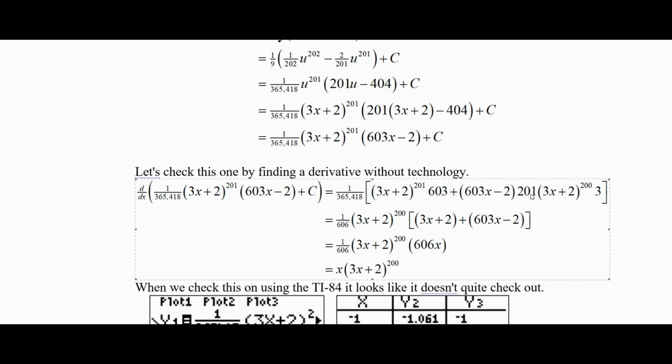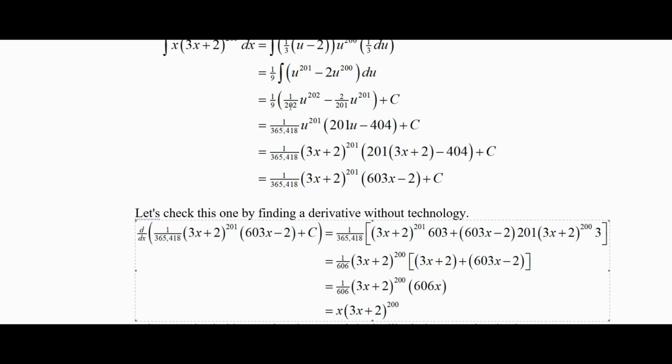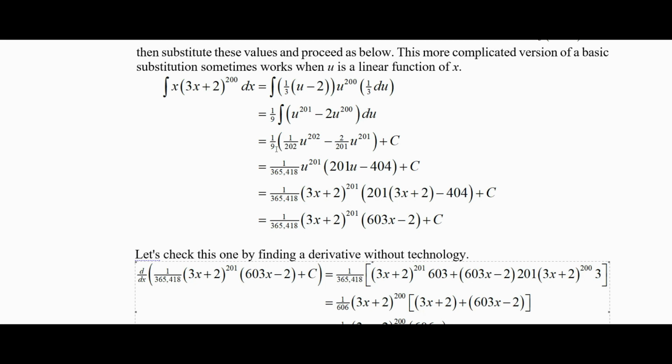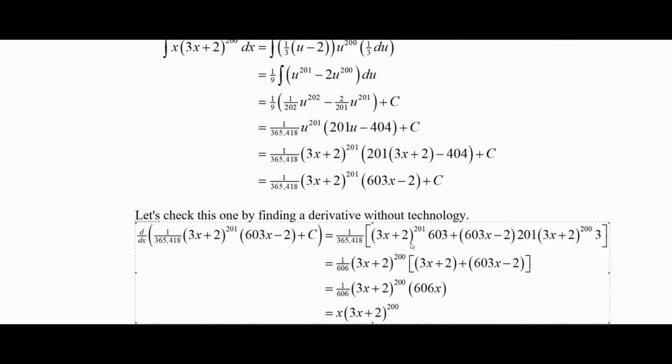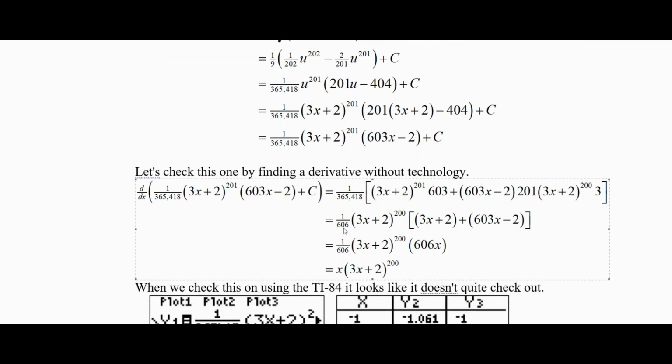3 times 201 is 603, that's got a 603, so I'll factor that out. Okay, that's a 3 times the 201. Remember, this denominator was a 9 times 201 times 202. So we cancel one of the 3's and the 201. What's left should be just the 3 times the 202, which is 606 here. And they both have a 3x plus 2 to the 200, so I'm factoring that out.